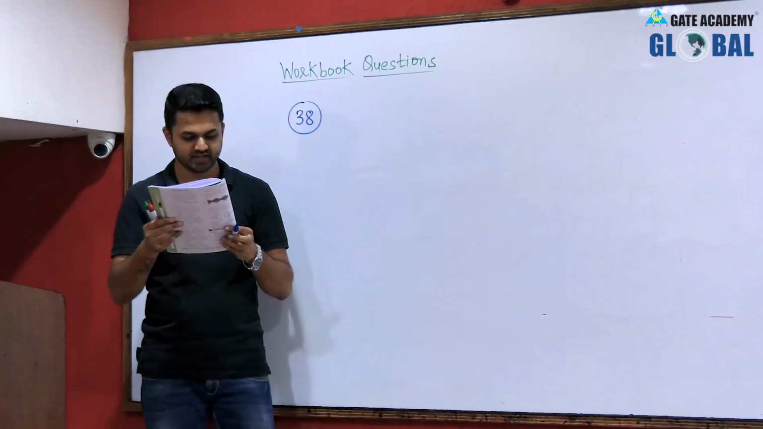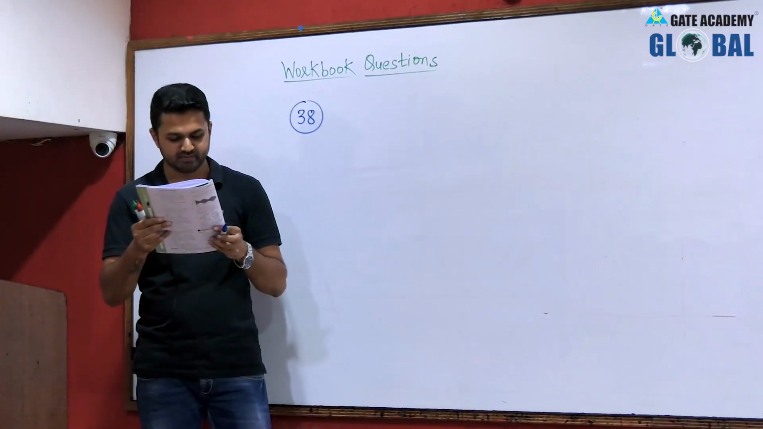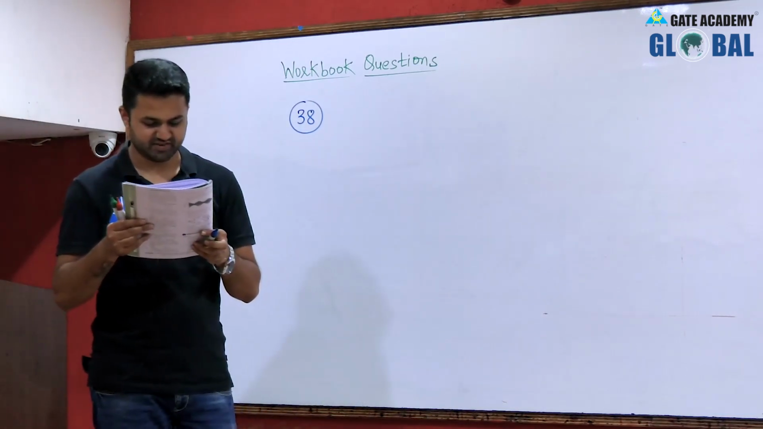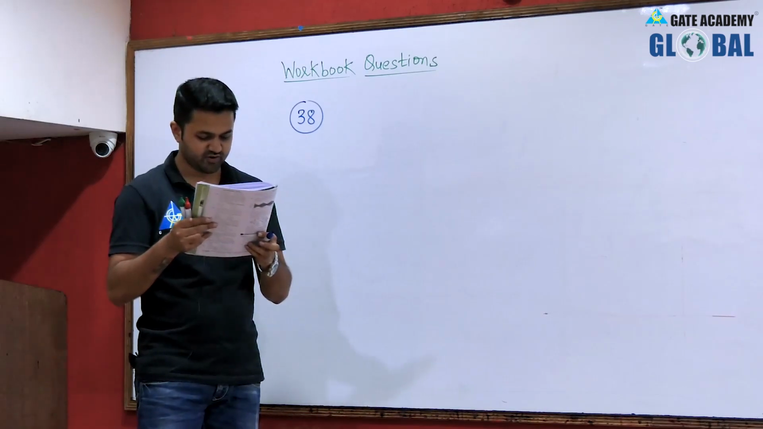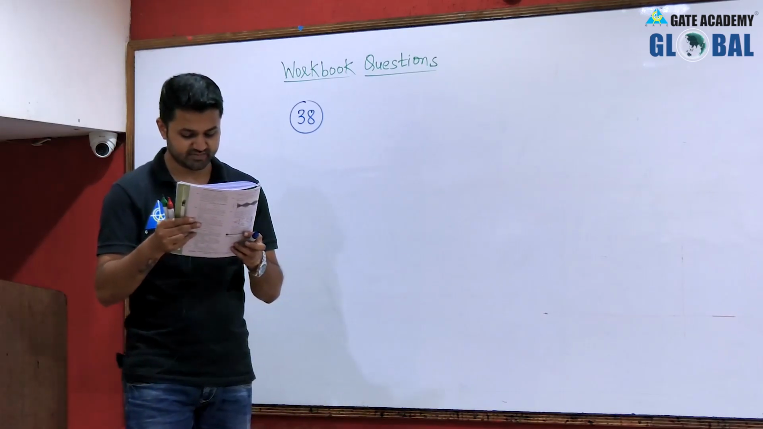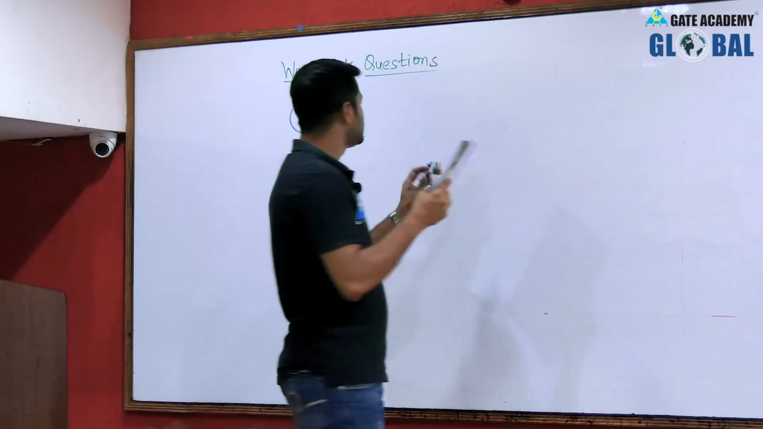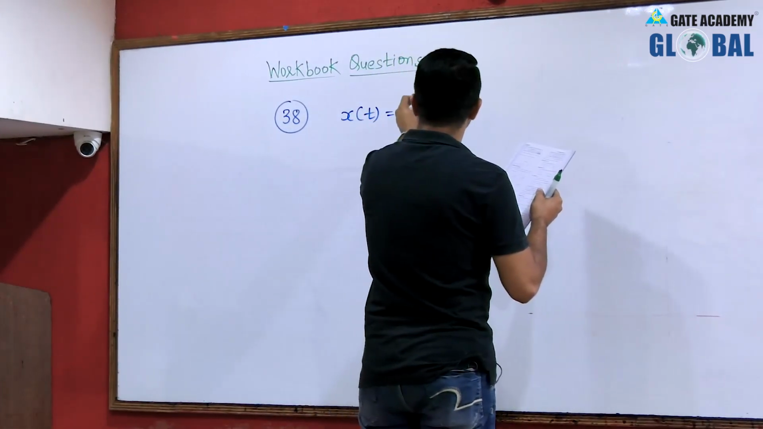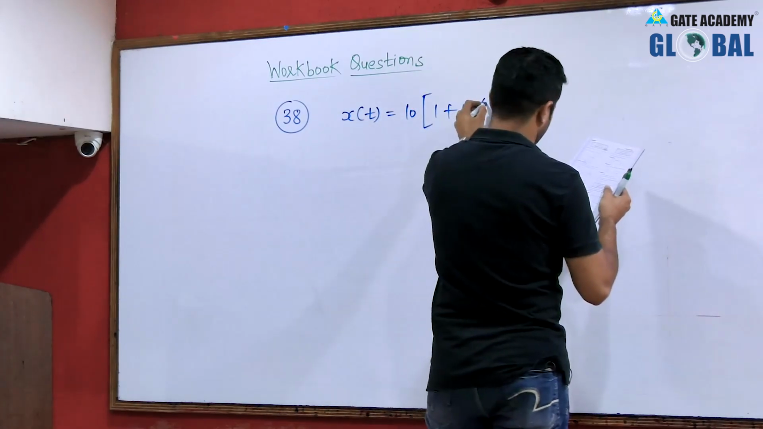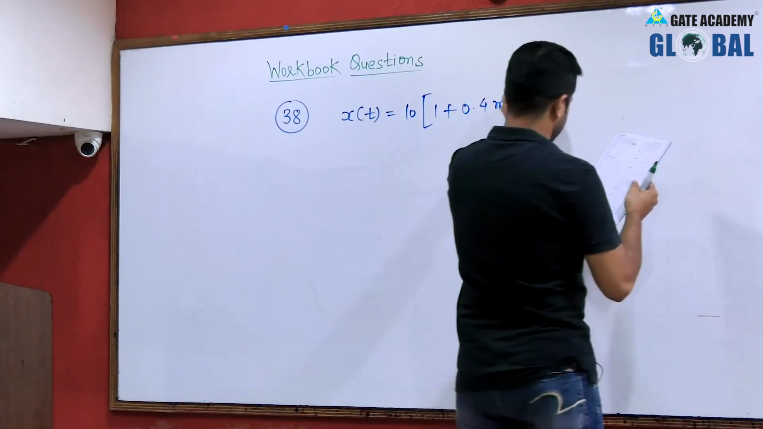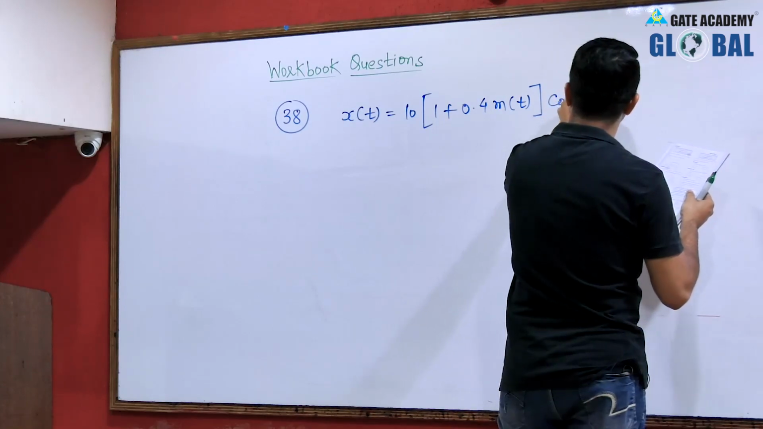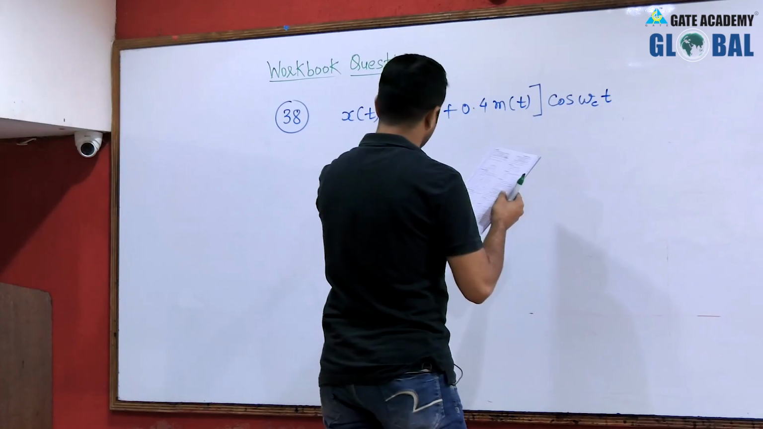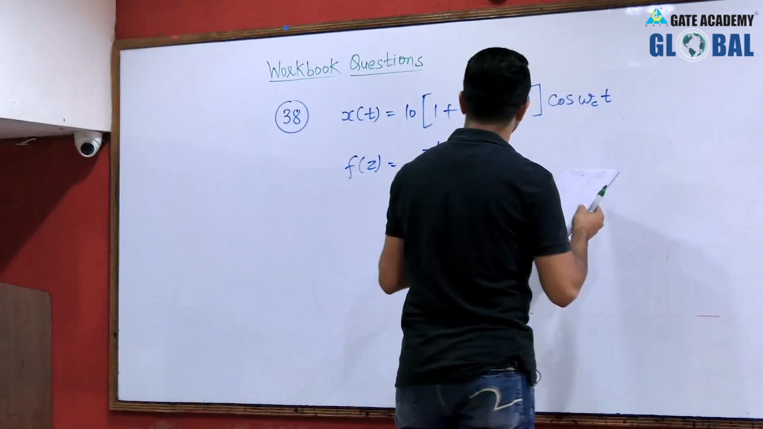Next one is question number 38. An AM wave is represented by x of t equal to 10 times 1 plus 0.4 mt cos omega ct, where mt is defined by a density function, and we have to calculate the transmission efficiency. So it is given that x of t is 10 1 plus 0.4 mt cos omega ct, and the density function f of z equal to e to the power minus mod z.